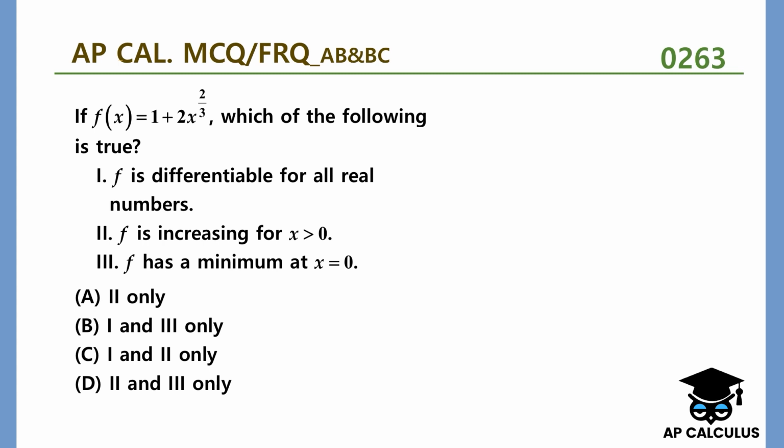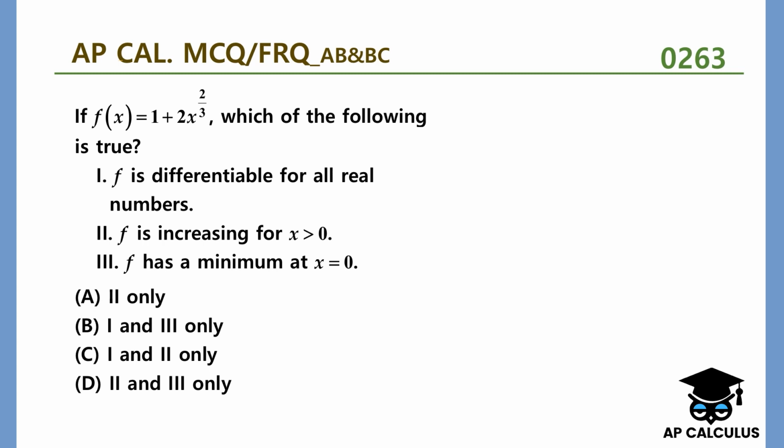Question 263. If f of x is equal to 1 plus 2x to the power of 2 over 3, which of the following is true? We have 3 parts to think about. First, f is differentiable for all real numbers. Second, f is increasing for x greater than 0. Third, f has a minimum at x equals 0. So basically, we have to find the derivative and perform the derivative test and see if each of these is true, right?